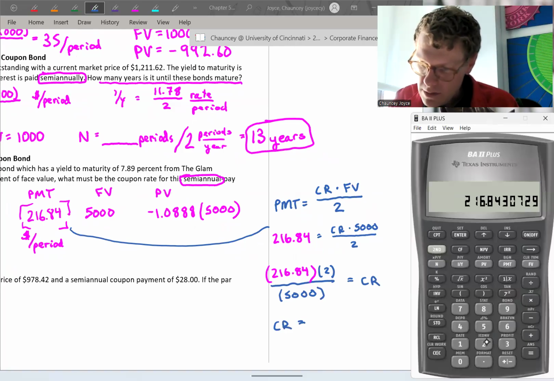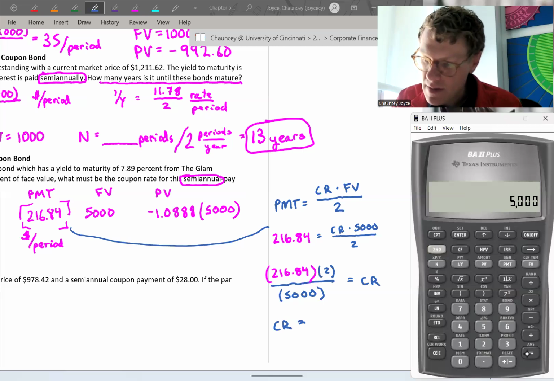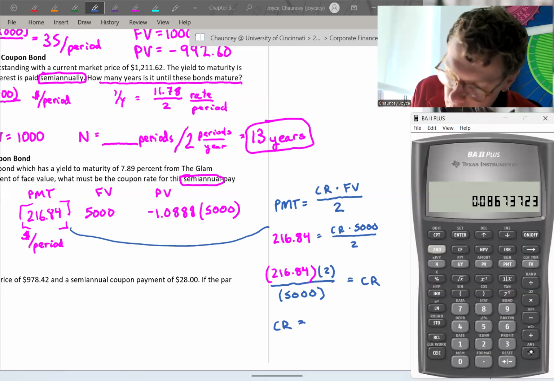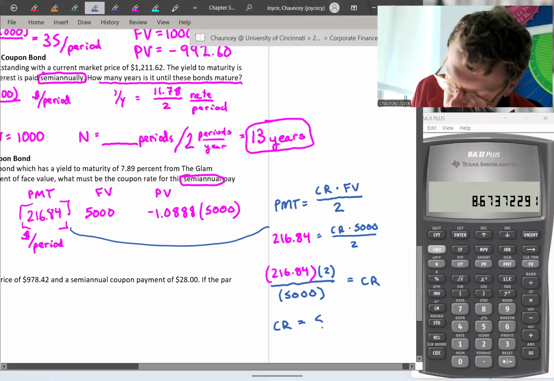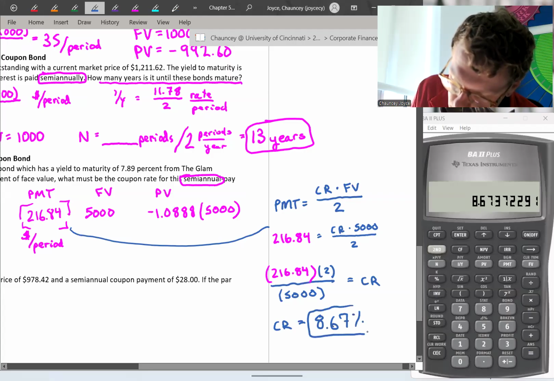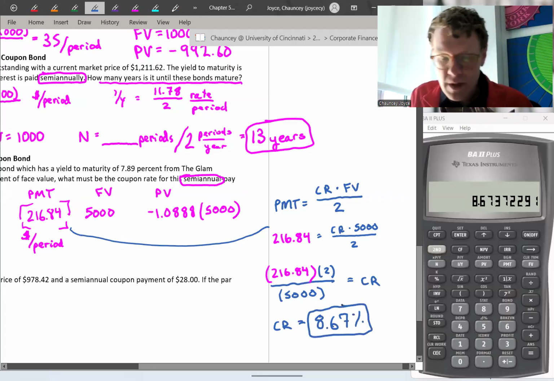So times 2, that's the annual amount now, divided by 5,000 of face value. That gets you a percentage. So if you want, you can multiply that by 100 to get to this in percent. The coupon rate is 867%. Just be careful on that one.